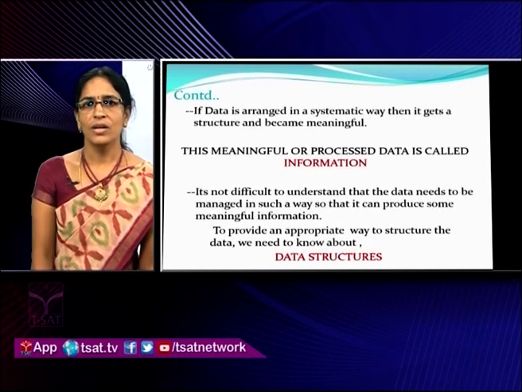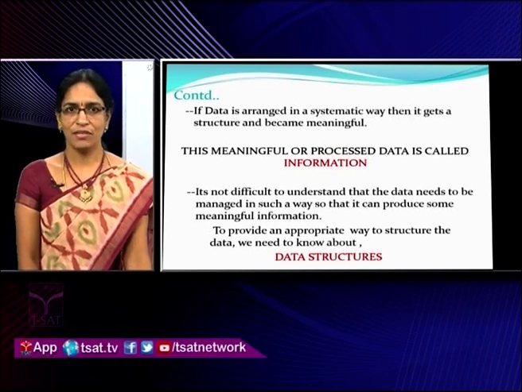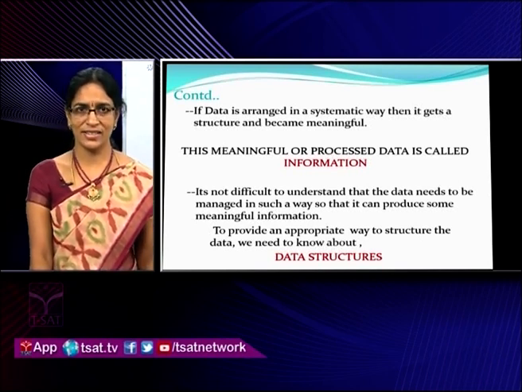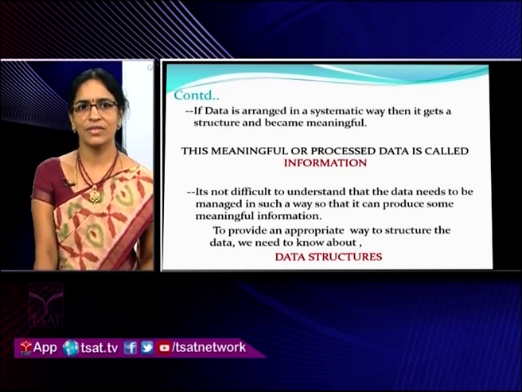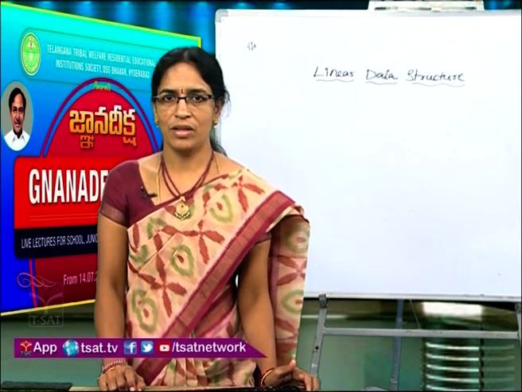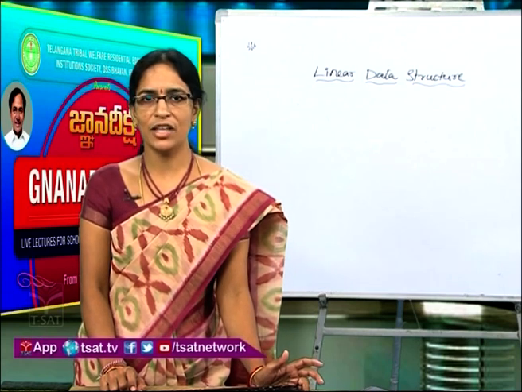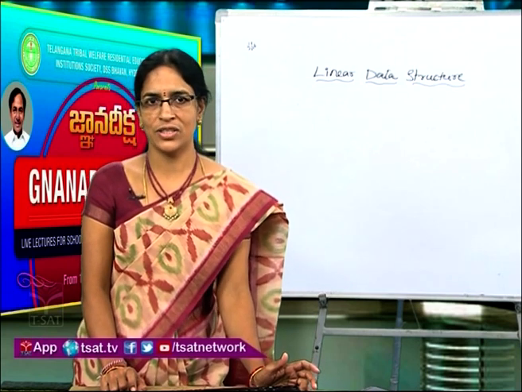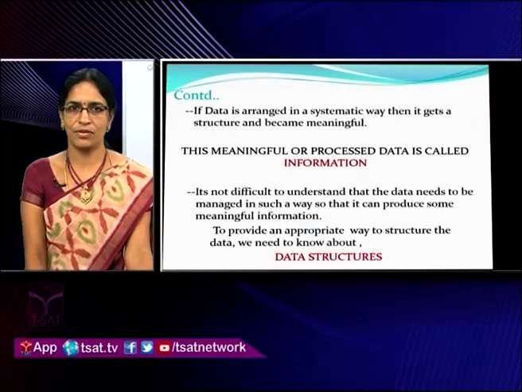If data is arranged in a systematic way, then it gets some structure and becomes meaningful. This is called information. Whenever we take data in the form of raw facts, we can process it, and after processing we can give some meaning to that data. It gets some structure and becomes meaningful. That is nothing but information. This meaningful or processed data is called information.